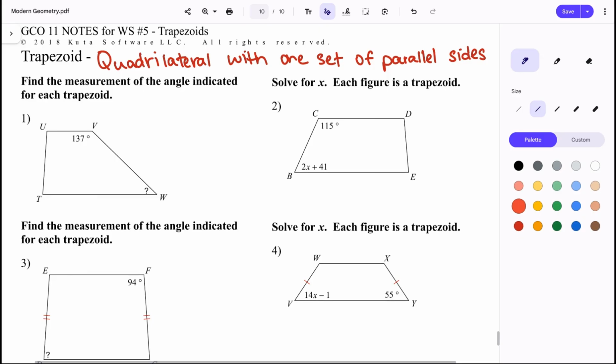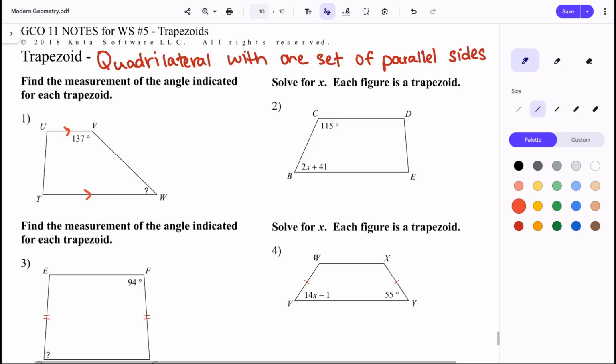It might even be wise for some of you to mark that on your picture. When I look at number one, UV and TW look like they would be the parallel sides. Because if I extend these sides out, those would be your parallel sides. On top and on bottom, I'm going to put a little arrow on them to remind myself that those are my parallel sides.